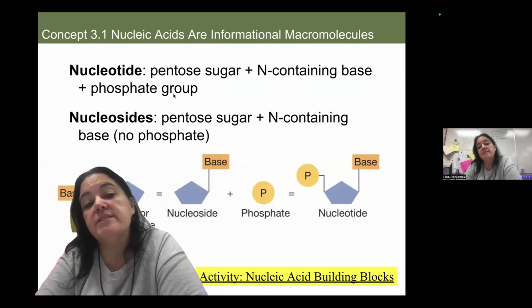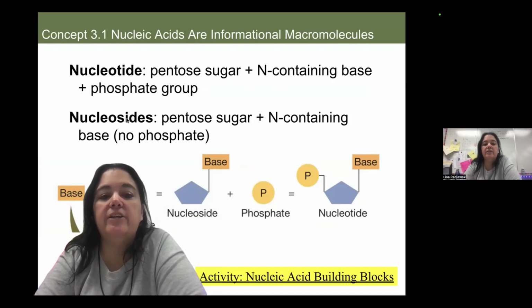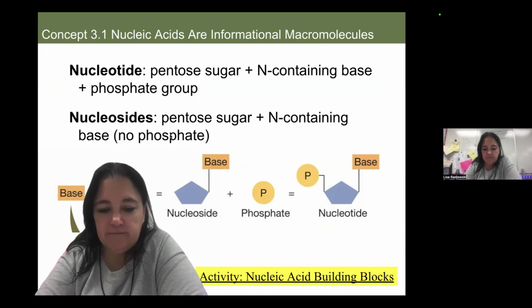Sometimes you'll see a nucleoside, and a nucleoside is just the sugar and the nitrogen base. There is no phosphate group there. So it's just a little bit different. It just has the ring and then a base attached to it. There is no phosphate group on this side, where a nucleotide has all 3.